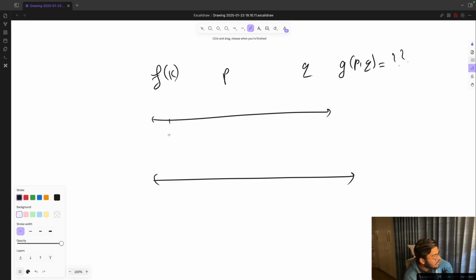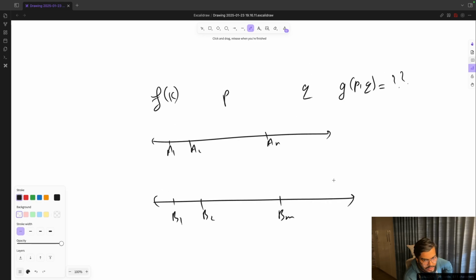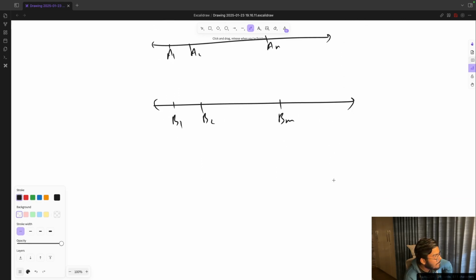And let's define the points as capital A1, capital A2 till AN. These are now in sorted order; the previous ones were not sorted, now we have sorted them. Similarly, we have B1, B2 till BM. Let's keep them as p and q only.